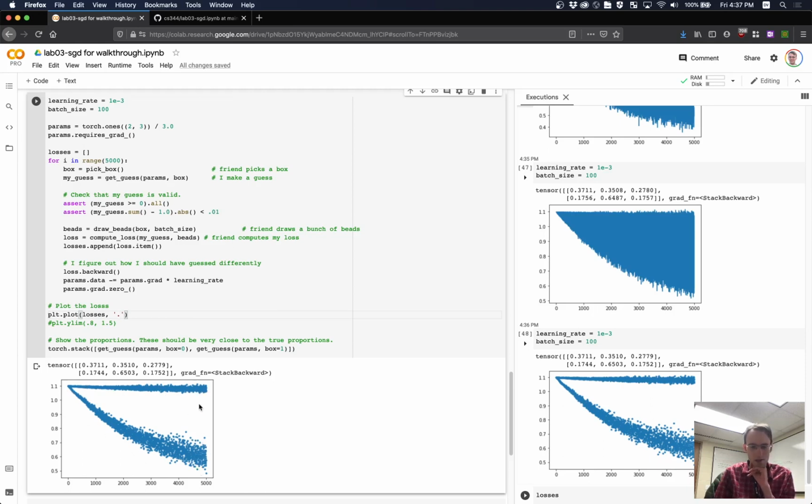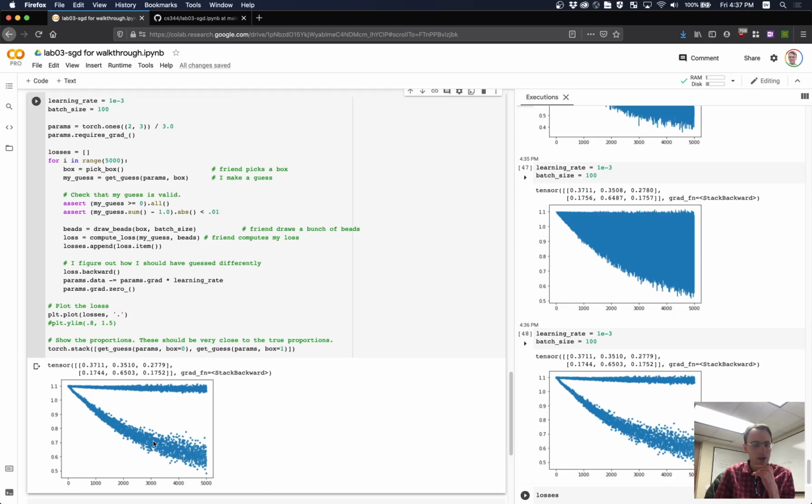So this is kind of what we mean by something is easier or harder in general. It's harder to guess box 0. Box 0 is ambiguous. We don't know what bead we're going to get. Box 1, we can do a much better job at guessing because we'll be able to guess that orange bead. So our loss overall is going down here.